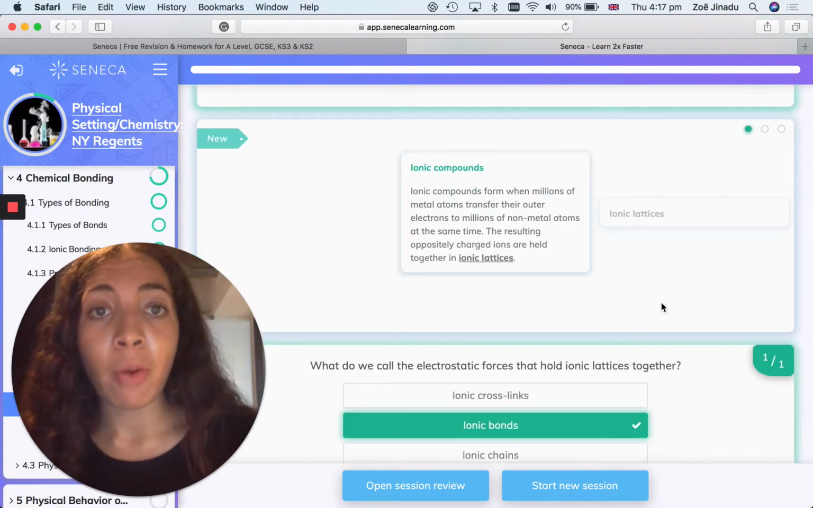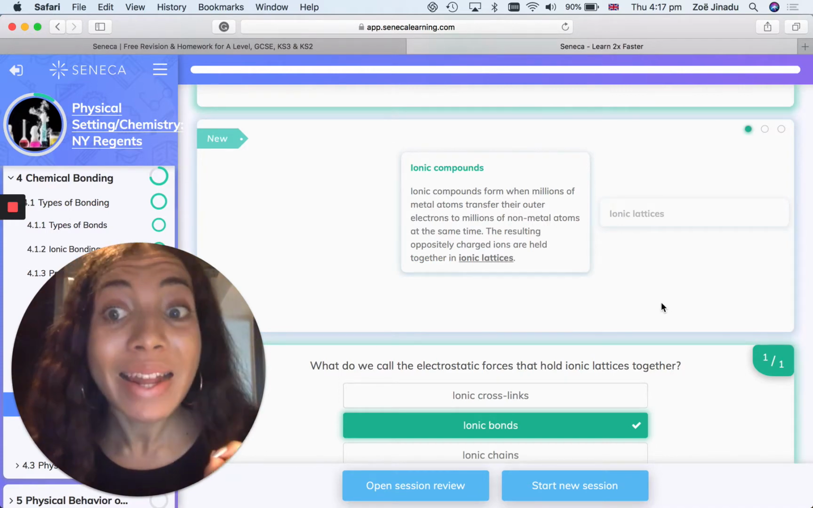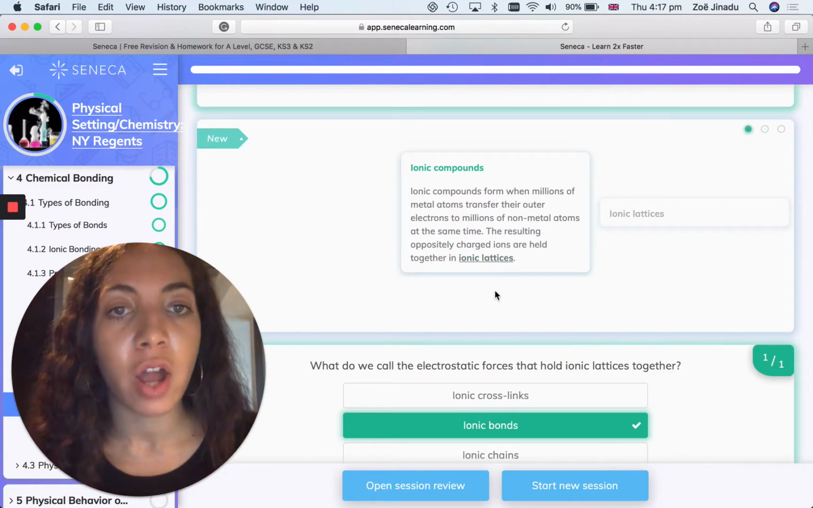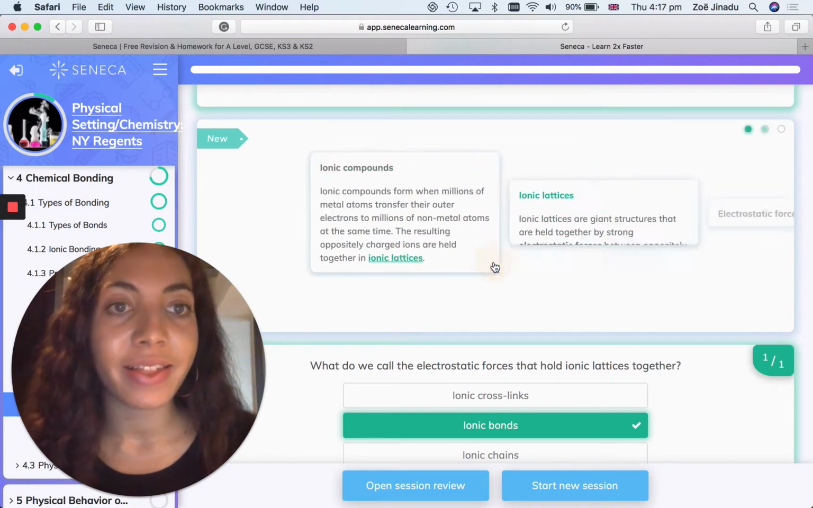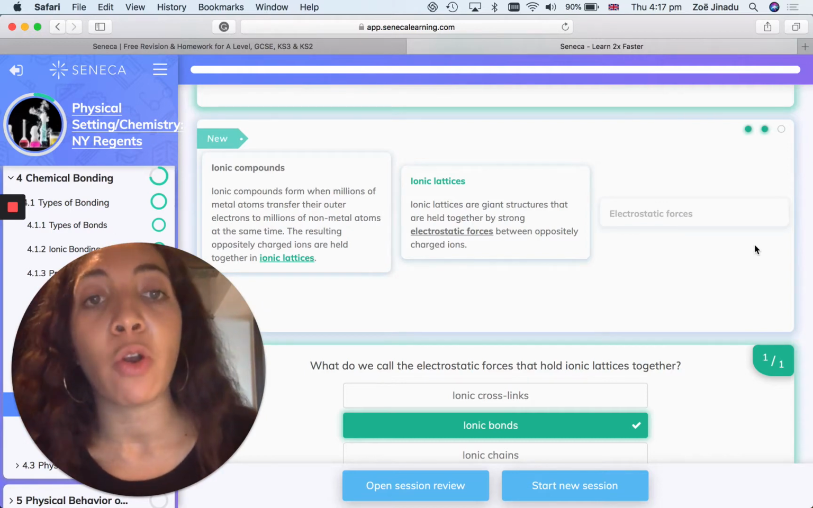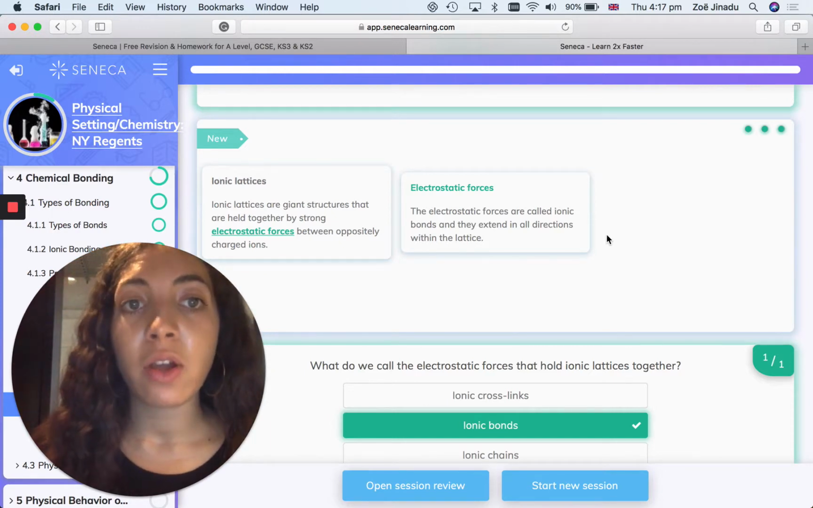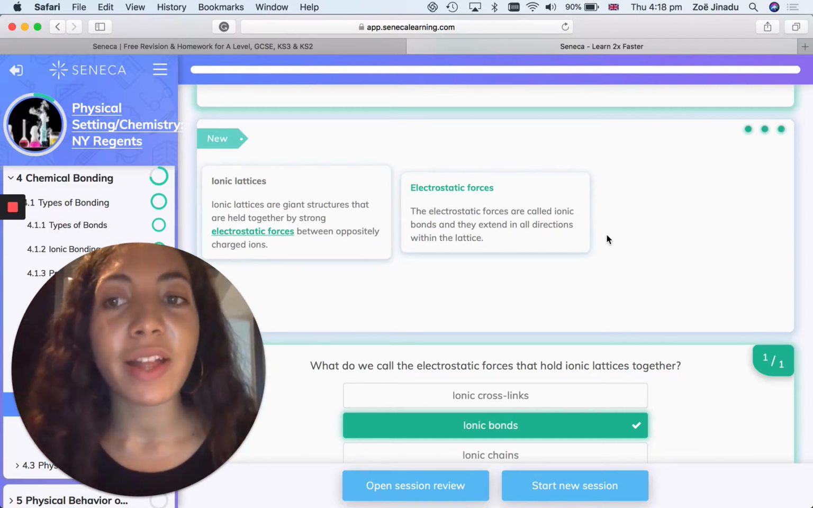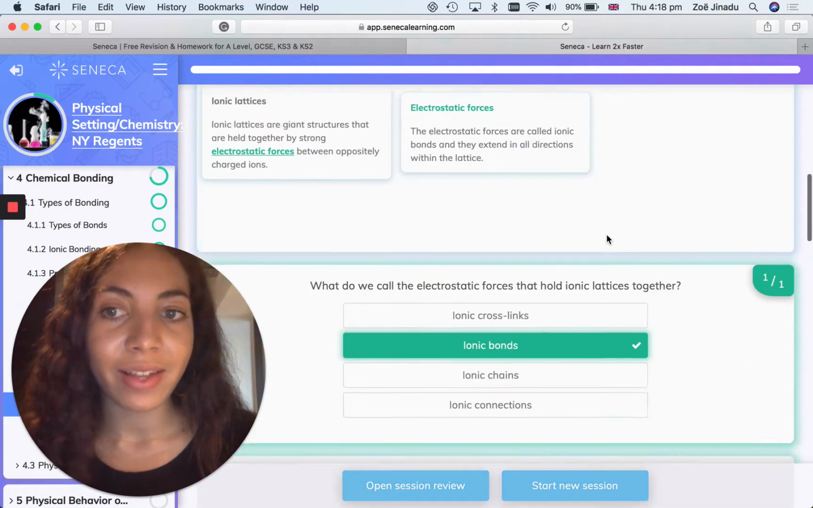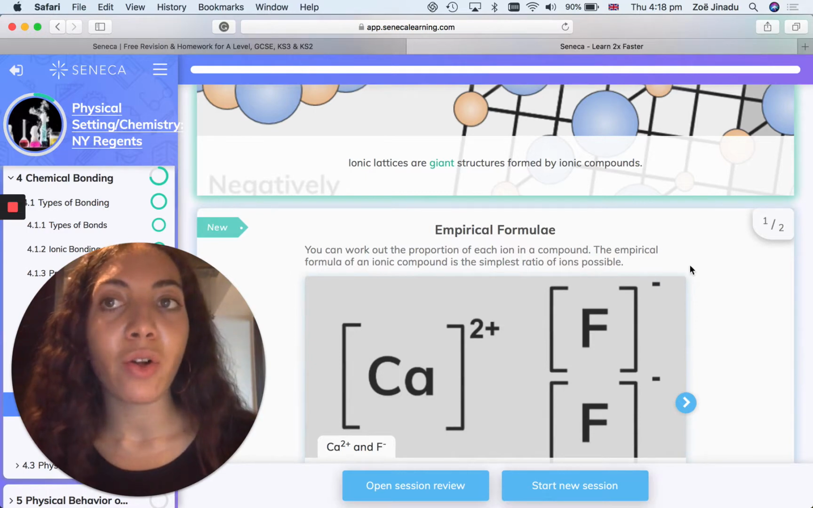Ionic compounds form when millions of metal atoms transfer their outer electrons to millions of non-metal atoms at the same time. The resulting oppositely charged ions are held together in ionic lattices. Ionic lattices are giant structures that are held together by strong electrostatic forces between oppositely charged ions. These electrostatic forces are called ionic bonds, and they extend in all directions within the lattice. Ionic lattices are giant structures formed by ionic compounds.